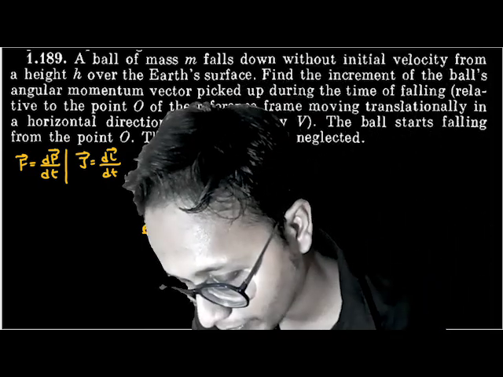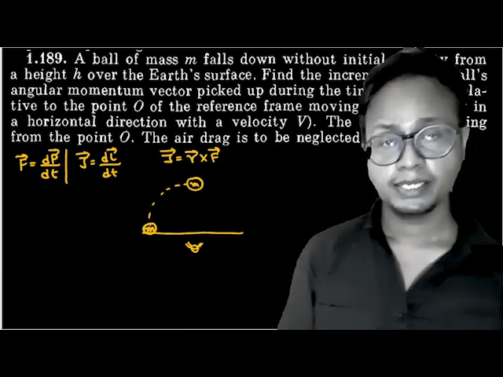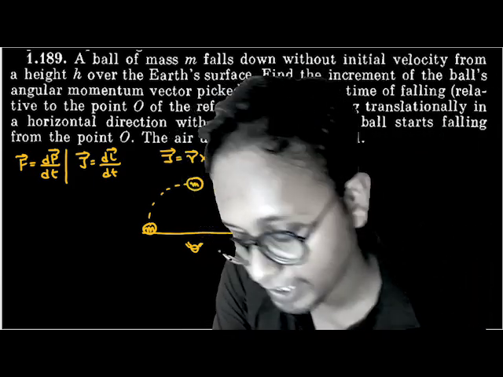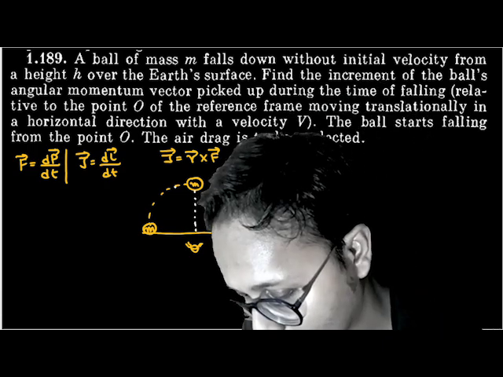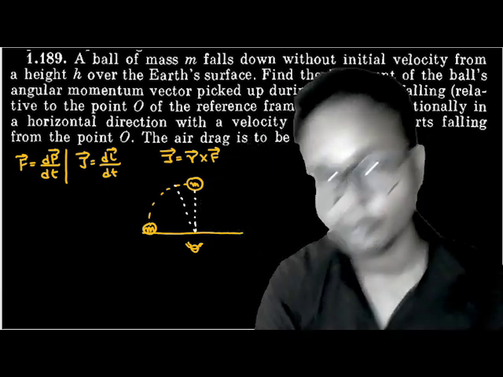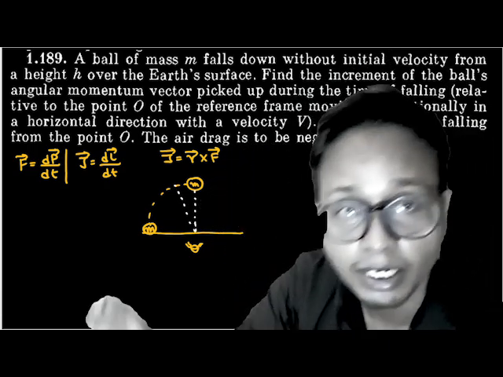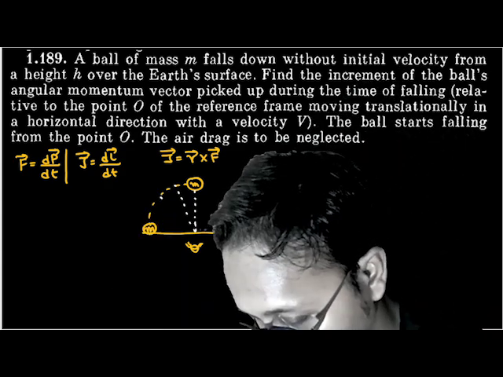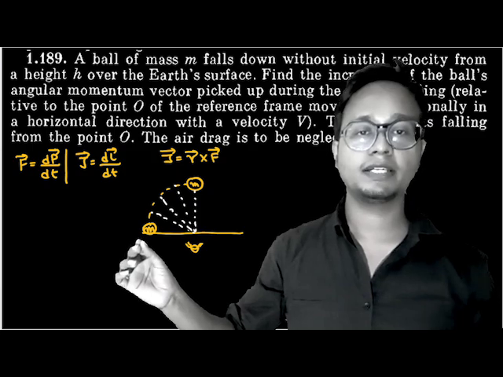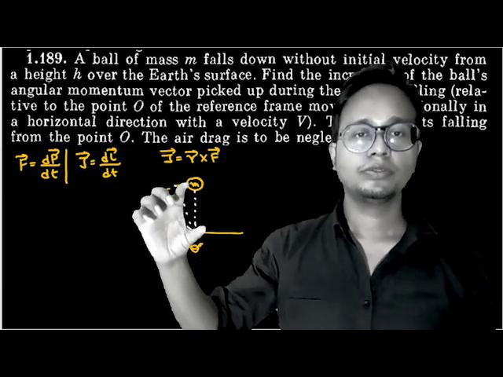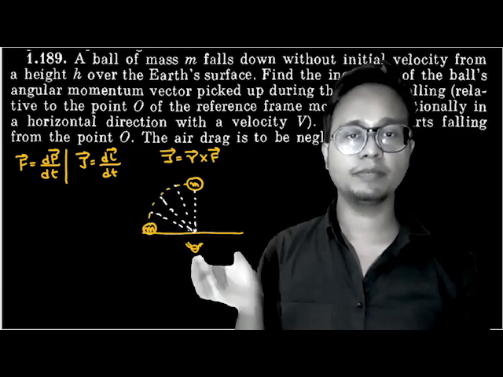Now what is the r vector? If you see properly, the r vector keeps on changing. Initially this is the r vector. After some time, when the ball is out here, the r vector would be somewhat like this. After that, when the ball is out here, the r vector would be somewhat like this. When the ball reaches out here, the r vector would be this much. So the direction of the r vector keeps on changing.